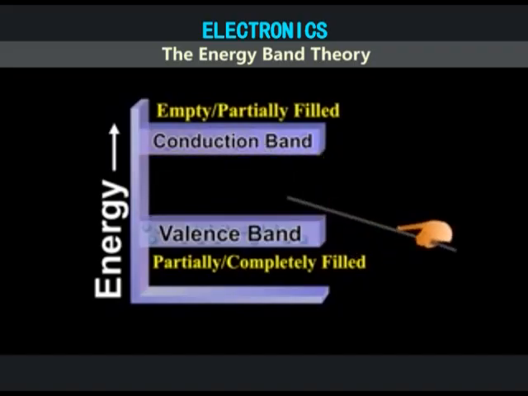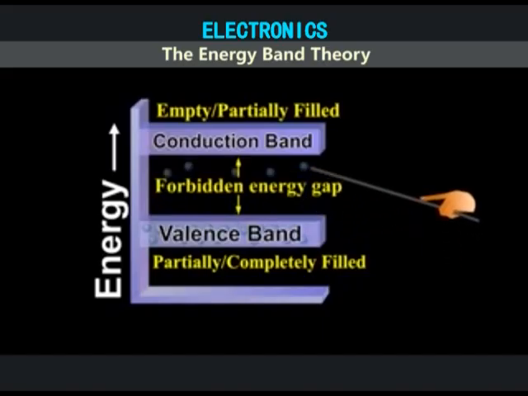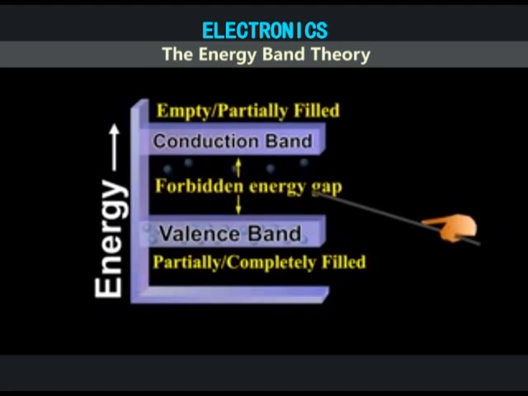The separation between the conduction and valence band is called the forbidden energy gap. If an electron is to be transferred from a valence to a conduction band, external energy is required, which is equal to the forbidden energy.